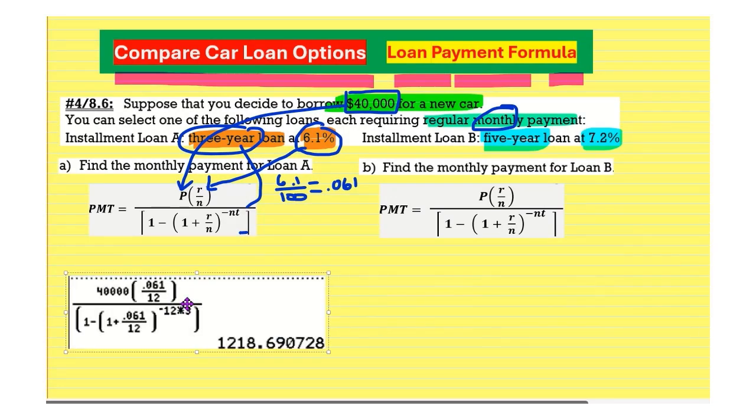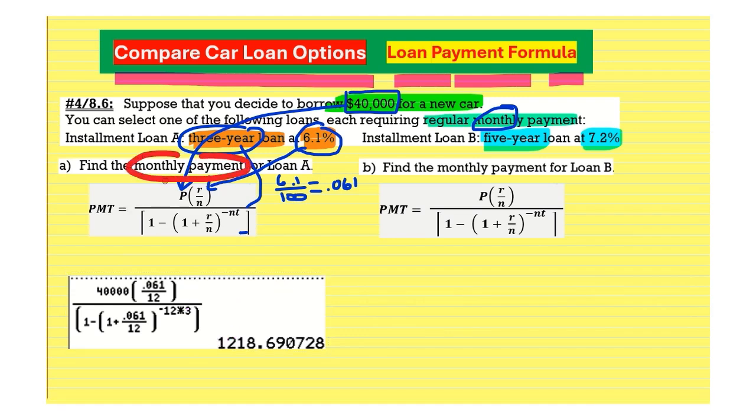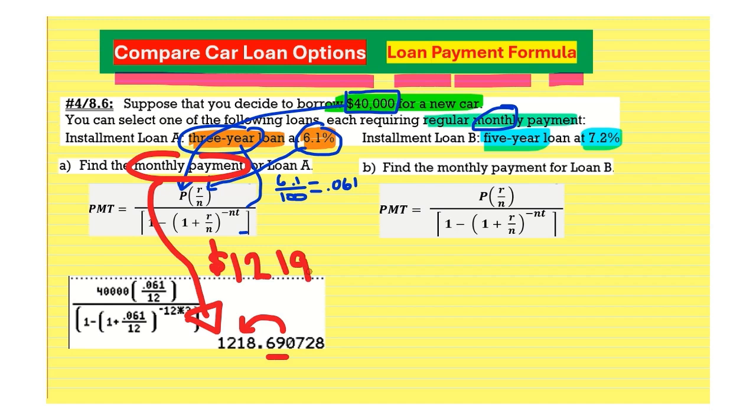So our monthly payment for loan A is going to be the 1,218 figure. And since it is 69 cents, we're going to round it up. So the monthly payment for loan A is going to be $1,219. So we're going to do exactly the same thing for loan B.